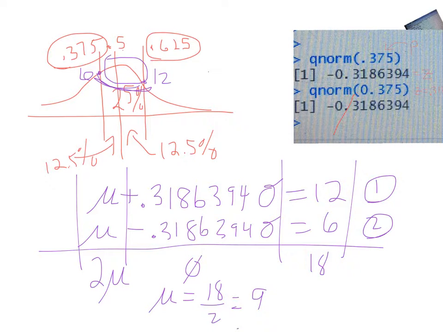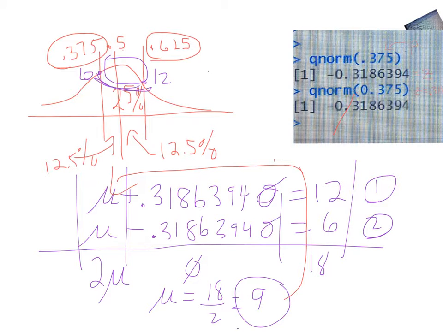And so I won't bother calculating it for you, but you can see how to do it. You take this 9 and you stick it back into one of the equations for mu and solve for sigma. And that'll give you your mu and your sigma for that problem.